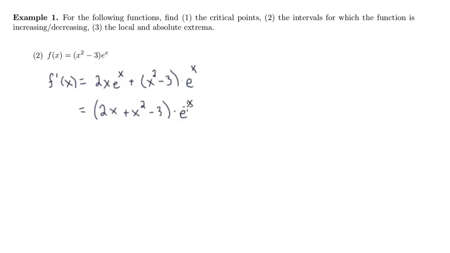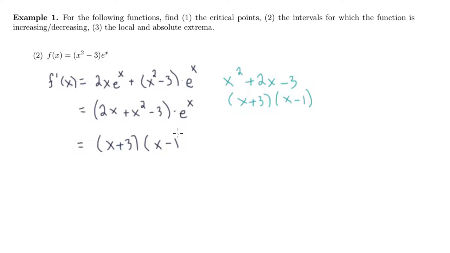And now I can go a little bit further, because notice that 2x plus x squared minus 3 is the same thing as x squared plus 2x minus 3, and that this quadratic actually factors. This is x plus 3 times x minus 1. So f prime is really x plus 3 times x minus 1 times e to the x.